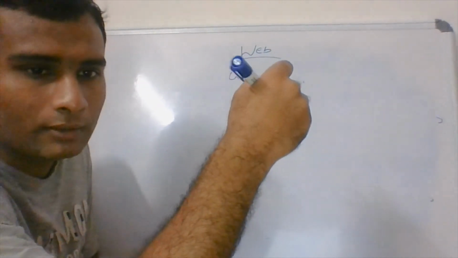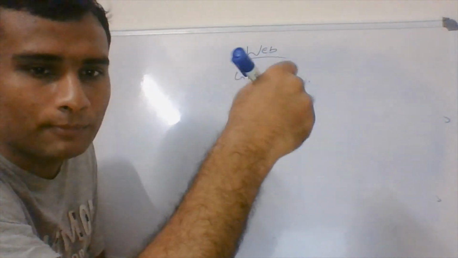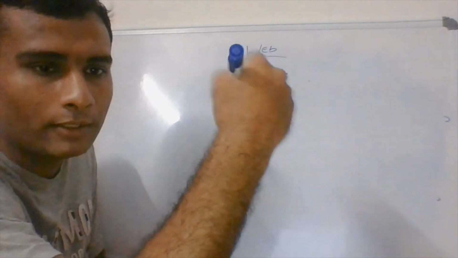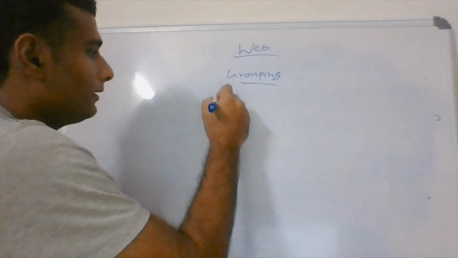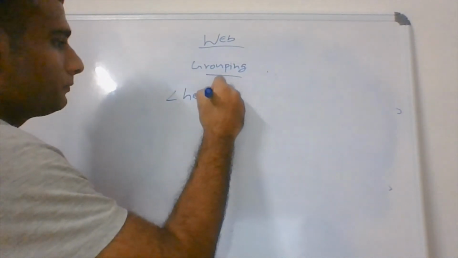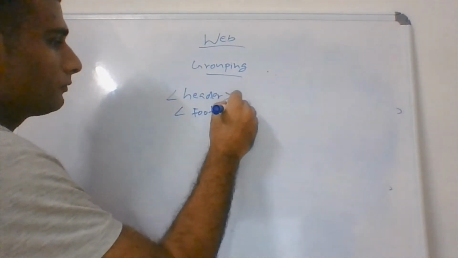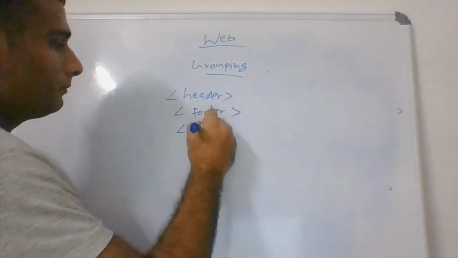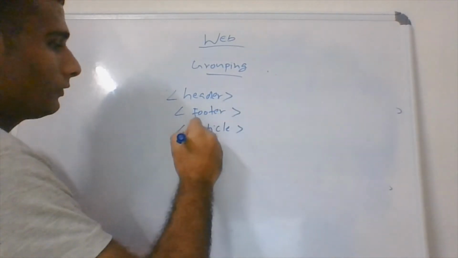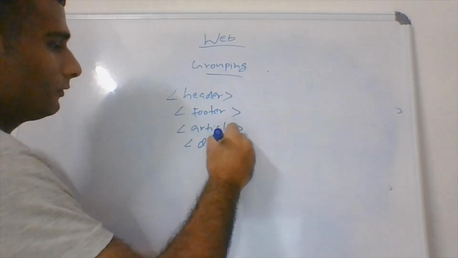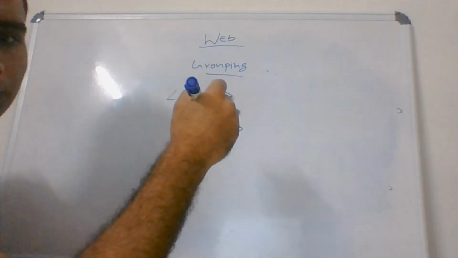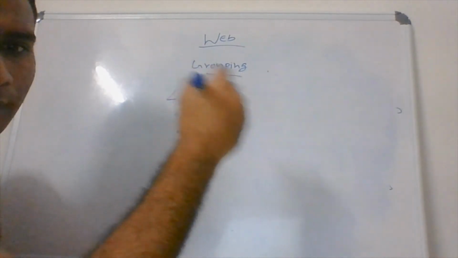For example, there are many additional tags which help us to group related HTML content together, like header, footer, article. So all these help us to group our HTML content together.